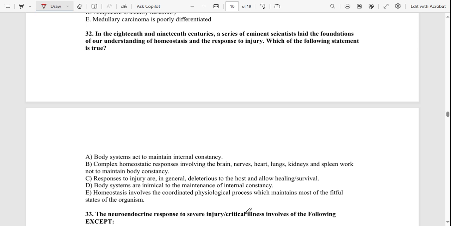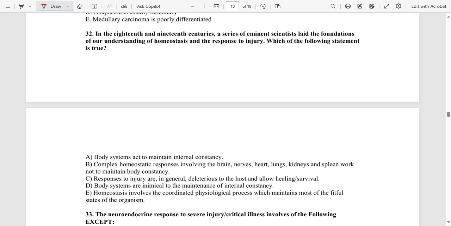Anyone who can help with this one about homeostasis? I think it's a direct question. Anyone? Okay. Homeostasis. Yes, please, you can go on.